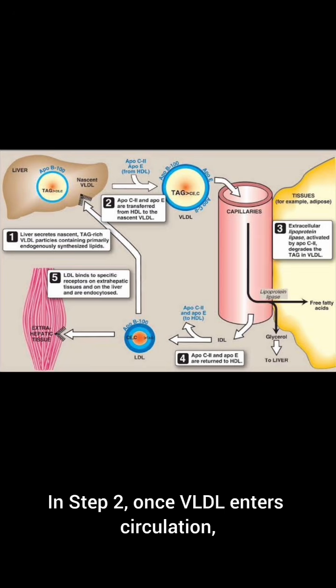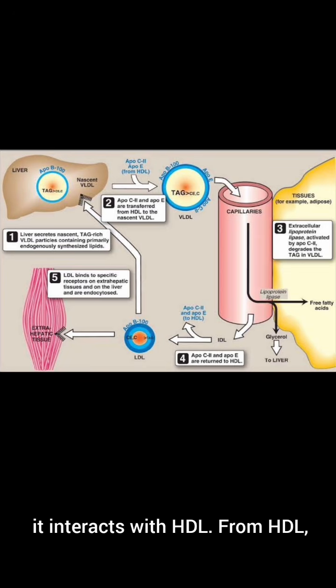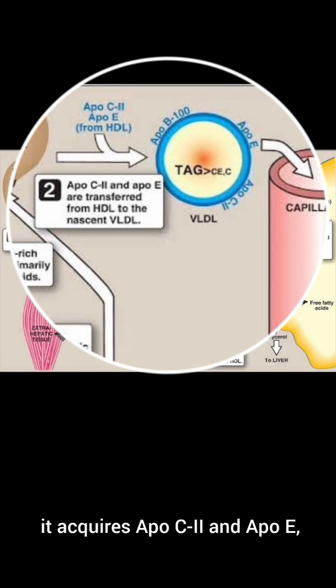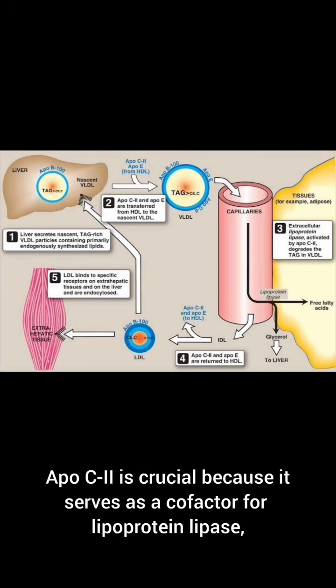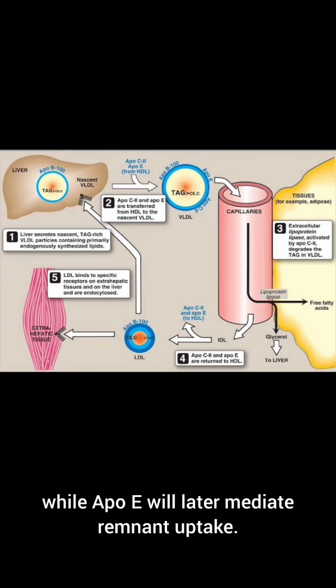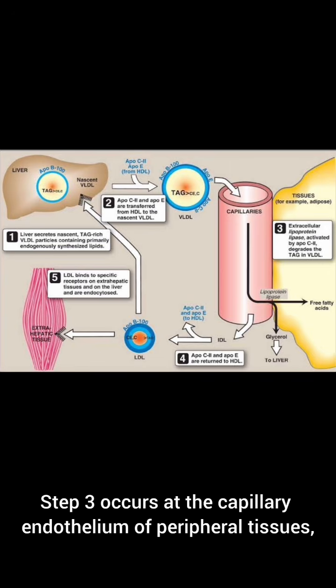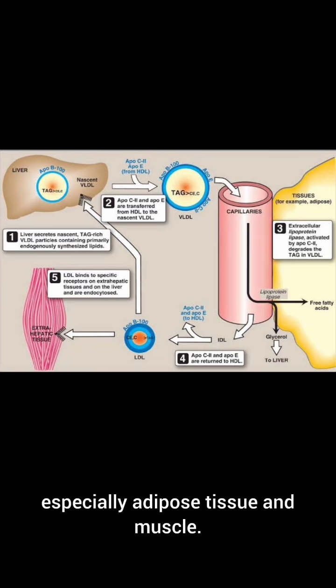In step 2, once VLDL enters circulation, it interacts with HDL. From HDL, it acquires Apo C-II and Apo E, converting it into mature VLDL. Apo C-II is crucial because it serves as a cofactor for lipoprotein lipase, while Apo E will later mediate remnant uptake. Step 3 occurs at the capillary endothelium of peripheral tissues, especially adipose tissue and muscle.